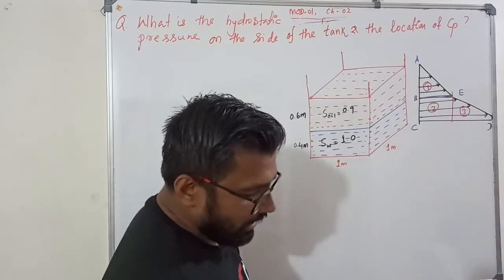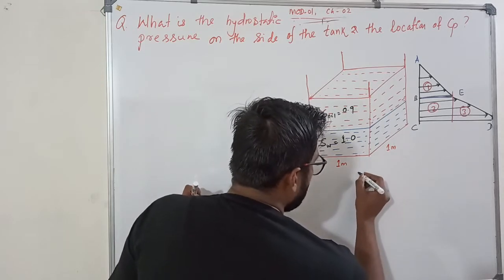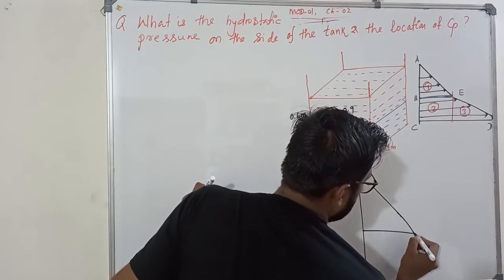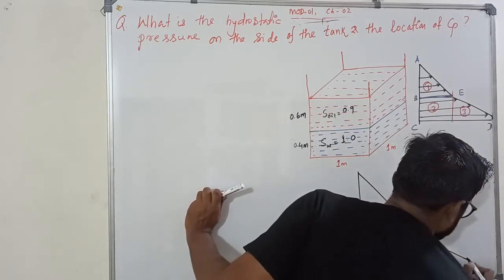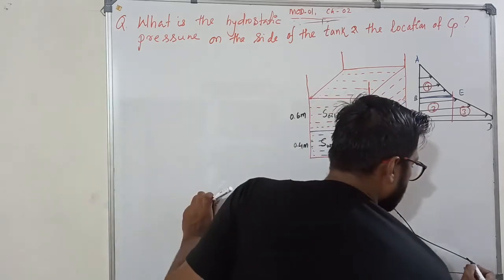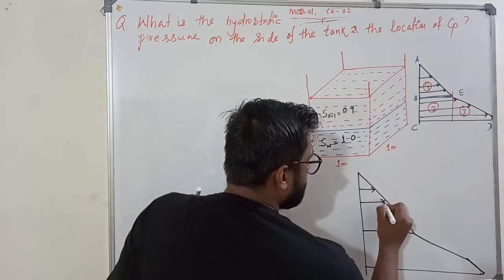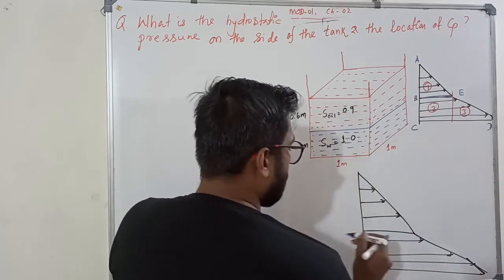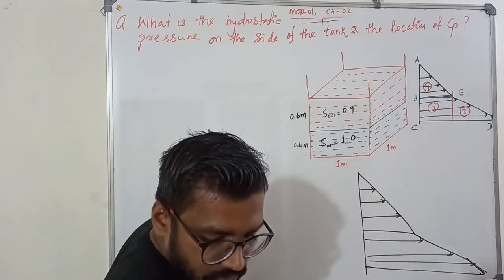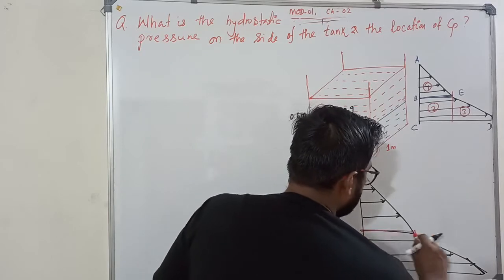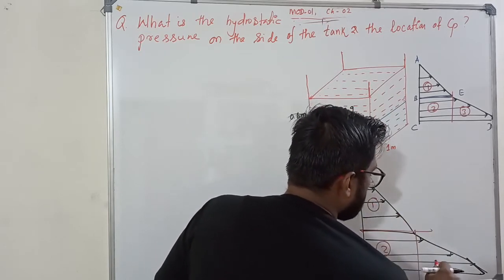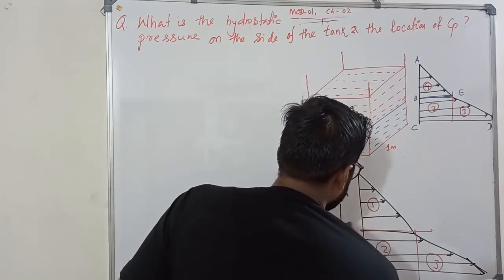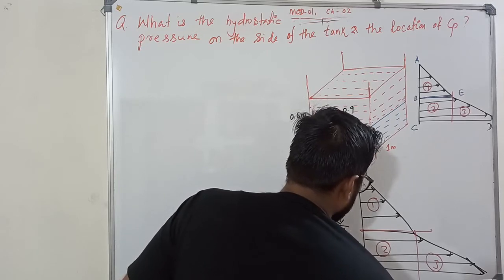Suppose you are not able to visualize this diagram. Now I am drawing it in a bigger way. See this, 0.6 meter, then I have something like this. I hope it is visible. This is the pressure distribution, and I have converted that into three parts: part number 1, 2 and 3. What is this height? This height is given, 0.6 meter. Very good. What is this height? This height is given, 0.4 meter.